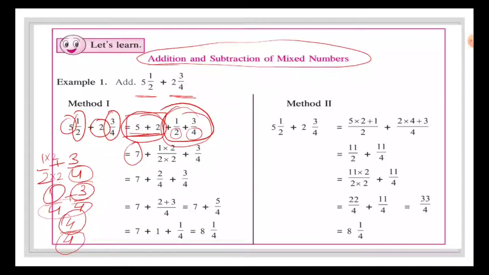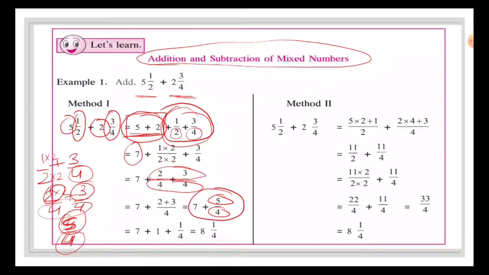Sorry, I haven't multiplied the numerator here by 2, so the numerator becomes 1 times 2, which is 2. 2 plus 3 will be 5. So this becomes 5 upon 4. You can see that 1 2s are 2, and 3 upon 4. When you add this, you will get 5, and this 4 remains as it is. So this becomes 7, 5 upon 4.